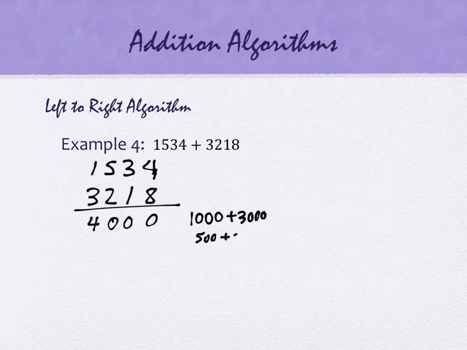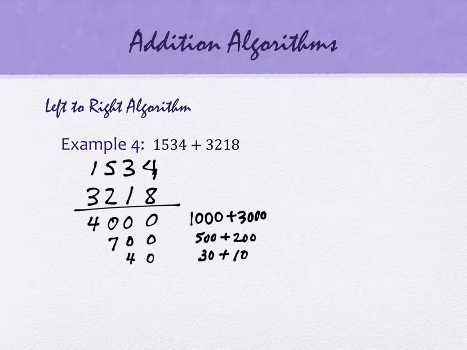The next step adds a 5 and a 2, but the 5's not really 5, it's 500, and the 2's not really 2, it's 200. And 500 plus 200 is 700. So I write down 700. And then I have a 3 and a 1, but it's not really 3, it's 30, and it's not really 1, it's 10. So the 30 and the 10 become 40.